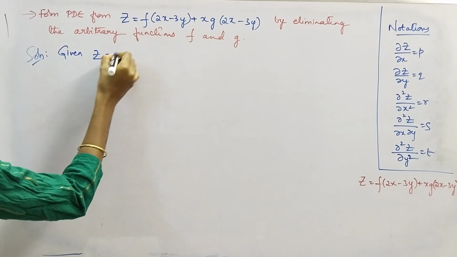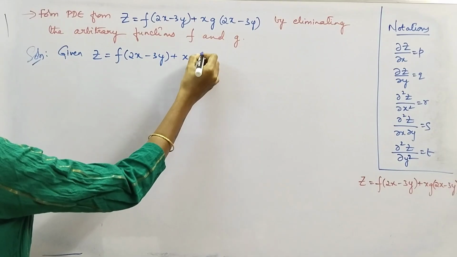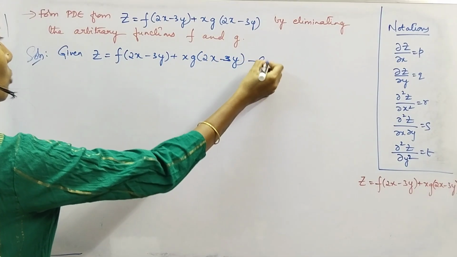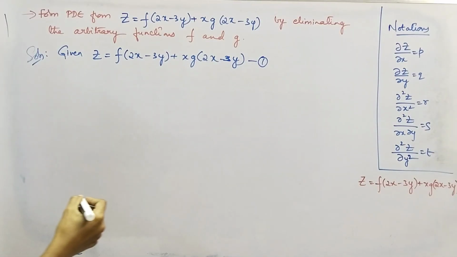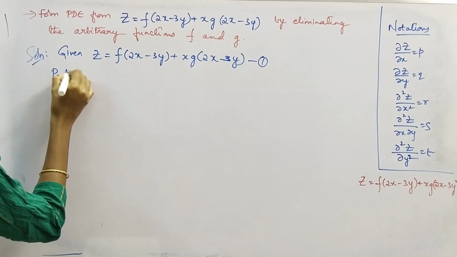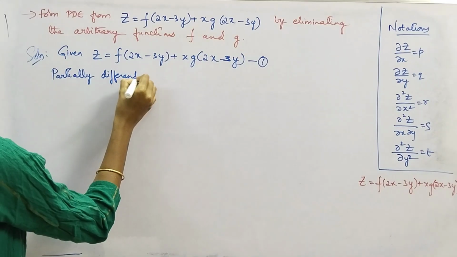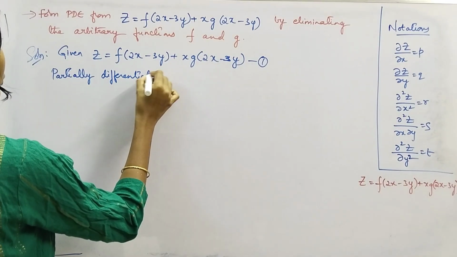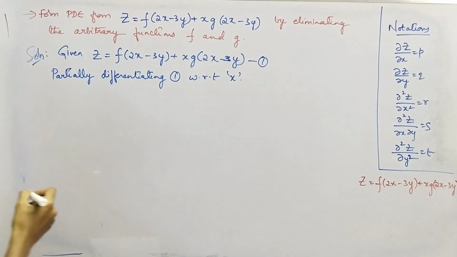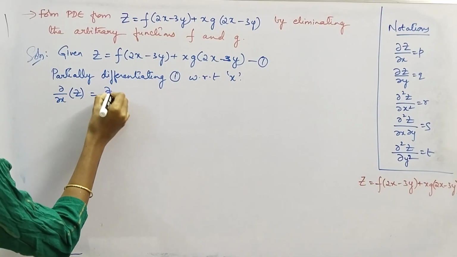Given z equal to f of 2x minus 3y plus x into g of 2x minus 3y. Consider as equation number 1. Now let's partially differentiate it with respect to x so that we'll get the equation involving p. Partially differentiating 1 with respect to x. Just apply dou by dou x on both sides of the equation 1.